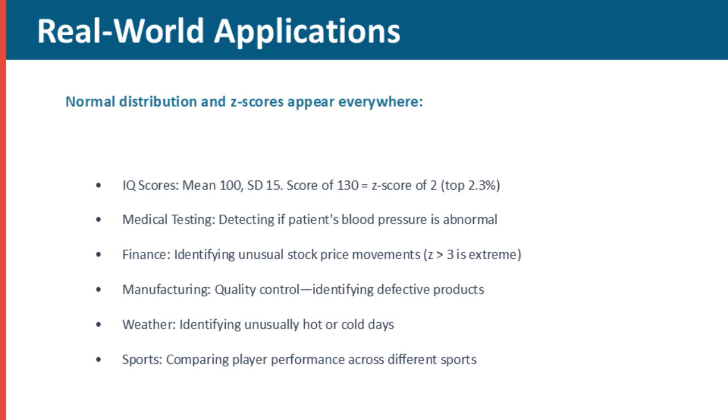Medical testing. Doctors use normal distribution to identify abnormal lab values. If normal cholesterol is 200 plus or minus 40, then a reading of 280, which is a z-score of 2, flags as abnormal and prompts investigation. Similarly, you have applications in finance, manufacturing quality control, weather and climate, and sports analytics. These are not theoretical applications, they are happening constantly in real business and science.